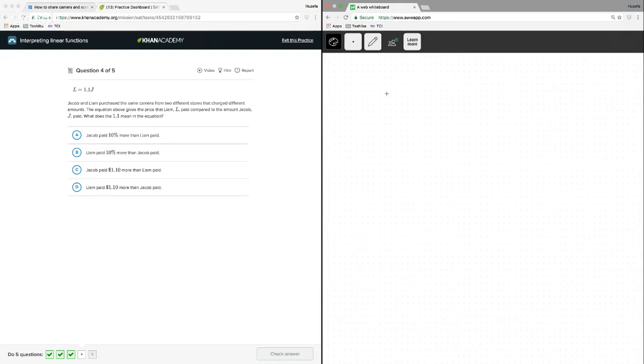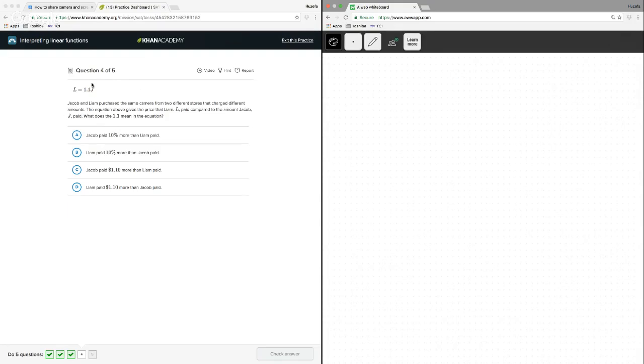Okay, next. So we have L equals 1.1 J. Jacob and Liam purchased the same camera from 2 different stores that charge different amounts. The equation above gives the price that Liam, L, paid compared to the amount Jacob paid. It looks like Liam's always paying more. What does 1.1 mean in the equation? If you're not sure, you plug in some numbers.